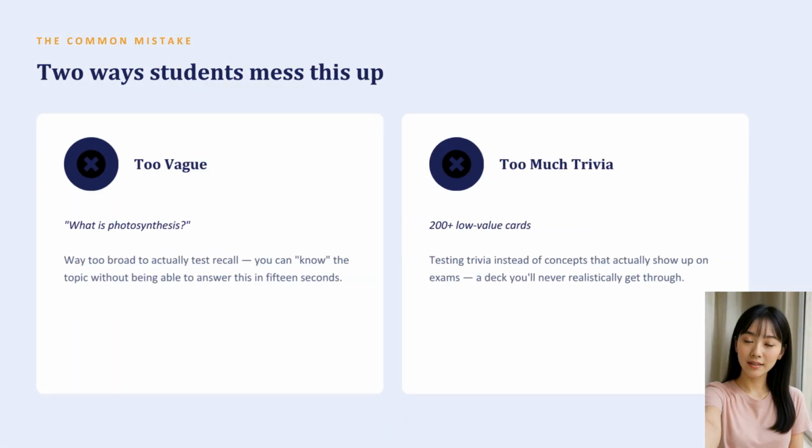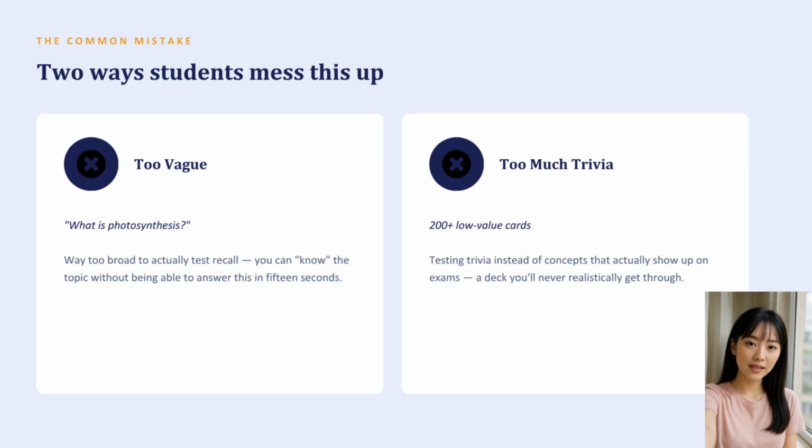But here's the thing. Most students who do make flashcards are making them wrong in one of 2 ways. The first mistake, cards that are way too vague. Something like, what is photosynthesis? That's not a flashcard. That's an essay prompt. You can technically know the topic in a general sense without being able to actually answer that specific card in 15 seconds, which defeats the entire purpose of active recall.